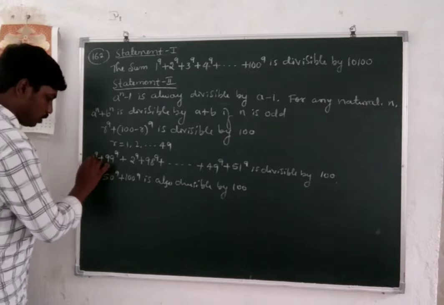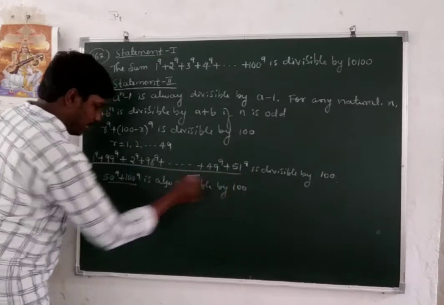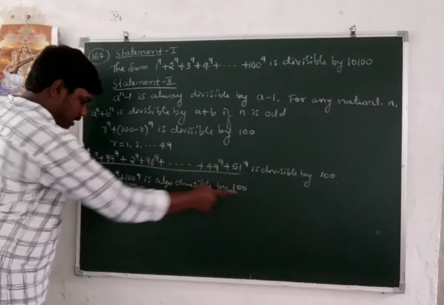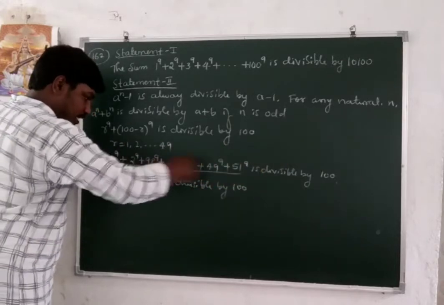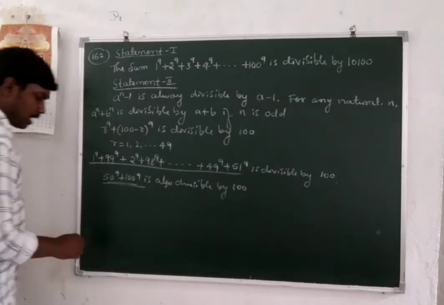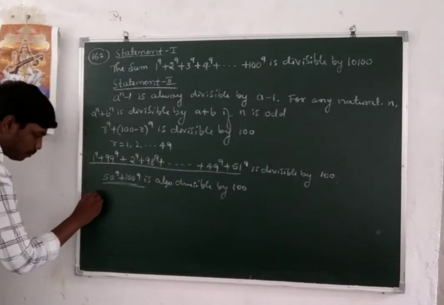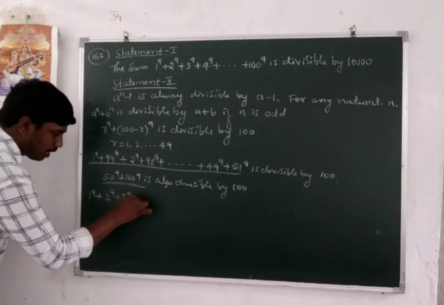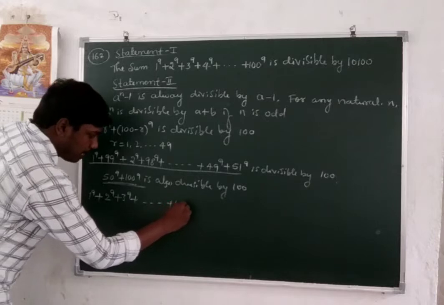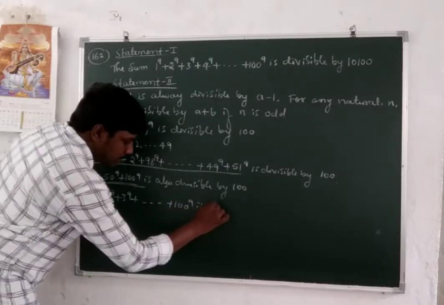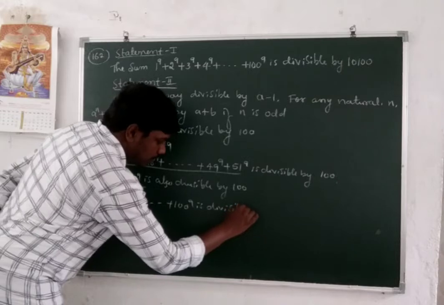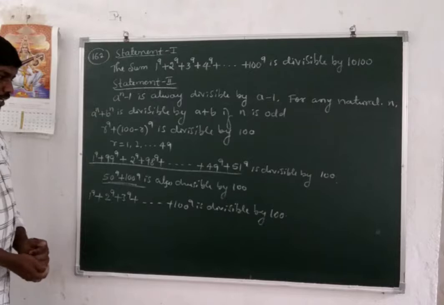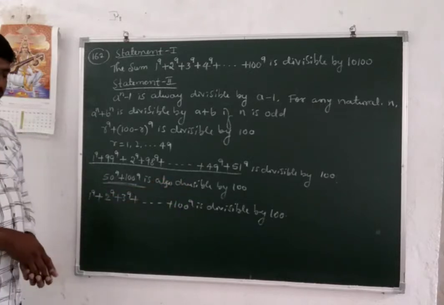So what happened: adding these terms together, 100 divides this much and 100 divides that much. So the total, 1 power 9 plus 2 power 9 plus 3 power 9 up to 100 power 9, is divisible by what? It is divisible by 100. Correct? Okay?